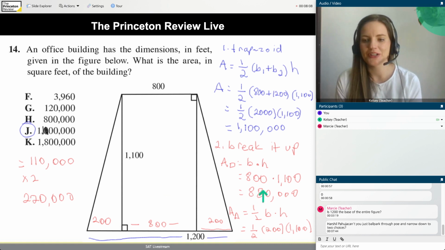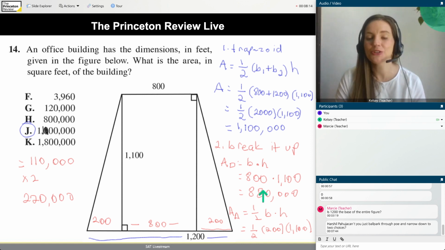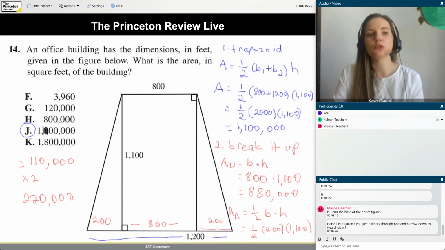And I see a question: couldn't you just ballpark through POE and narrow down to 2 choices? Absolutely. That was going to be my next point. So you can do all this work, or you can eyeball it and see if you can eliminate any answer choices that definitely don't make sense. And that's really the beauty with geometry questions, because on the ACT, they're all multiple choice, and sometimes it's a lot easier to spot a wrong answer than a right one, even before you've done any math.